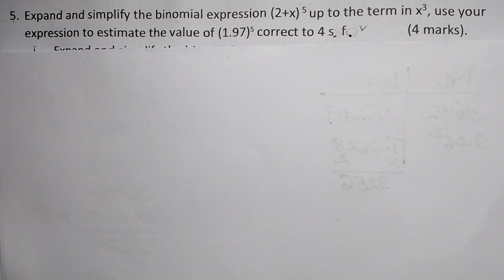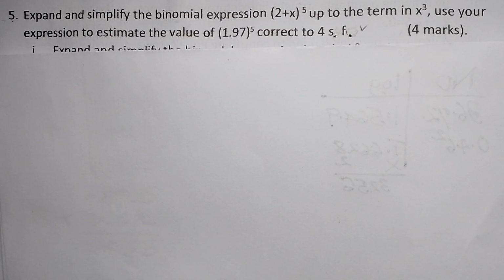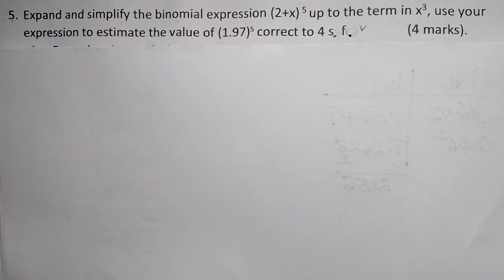Question 5, we are asked to expand and simplify the binomial expression (2 + x)^5 up to the term in x cubed. Use the expression to estimate the value of 1.97 raised to power 5 correct to 4 significant figures.